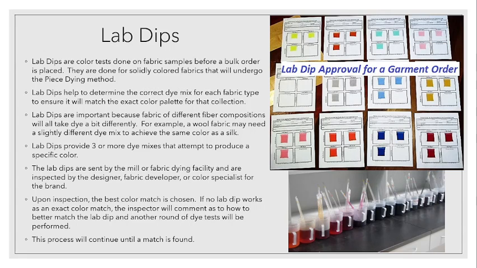Upon inspection, the best color match is chosen. If no lab dip works as an exact color match, the inspector will comment as to how to better the match and which lab dip is the closest, and then another round of dye tests will be performed. This process will continue until an exact match is found. The upper picture shows some examples of lab dips. They have been sent by the mill to approve the color quality.